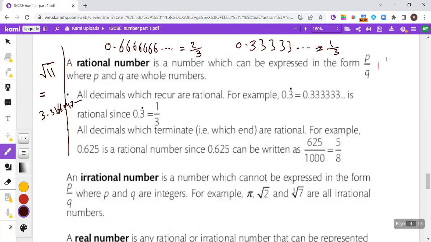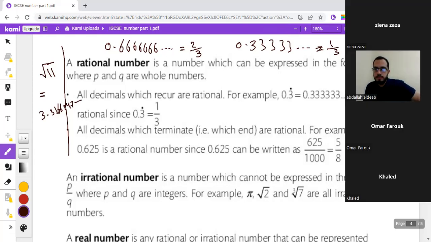Zena? Yes. Can you tell me the difference between the rational and irrational number? Rational numbers are whole numbers, and they can be expressed as a fraction. Fraction or decimal. Okay?